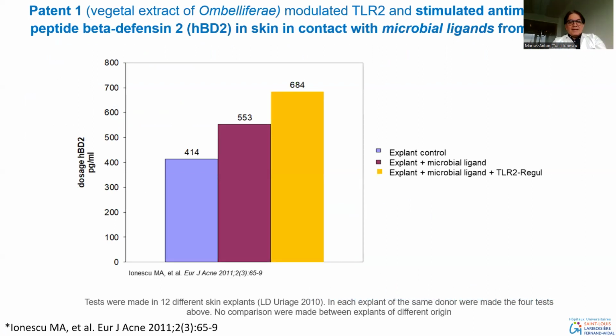We published some 12 years ago how a patented vegetal extract is stimulating, in skin in contact with C. acnes ligands, an increase in the human beta defensin HBD2, compared to the skin in the same contact with C. acnes ligands, which is producing less antimicrobial peptides, in the patent that we published in the European Journal of Acne.